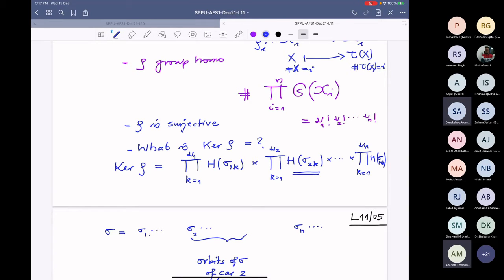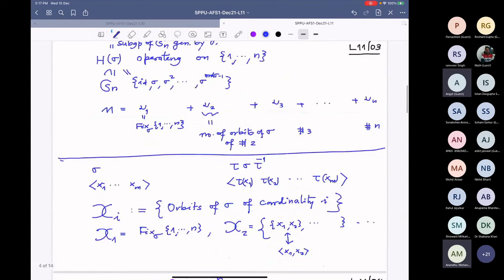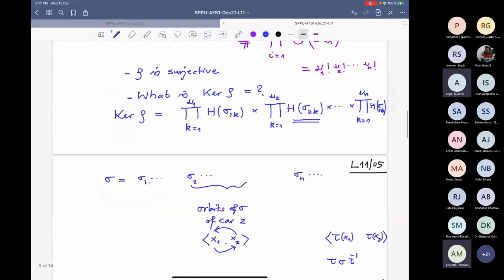All right. But H of sigma 1k is the subgroup generated by sigma 1k, right? See, remember what did I write for capital Xi? But you see that the tau, this shuffling, even what we have mapped is one orbit of sigma of cardinality 2 has gone to some other orbit. That may be here somewhere. This cycle is maybe different.